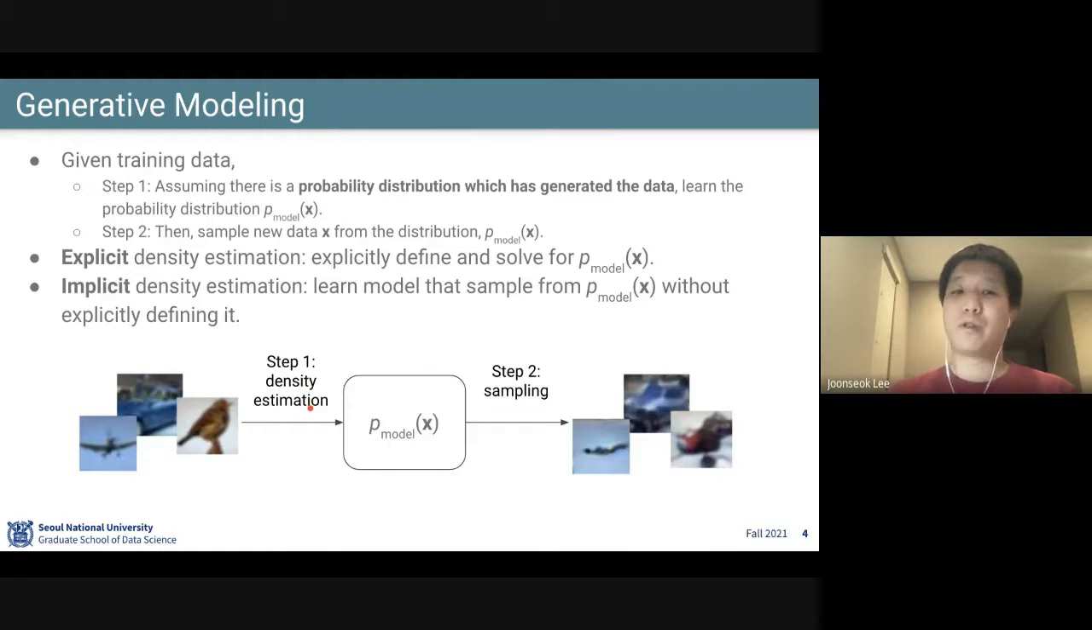So why do we want to do this? We have some examples like this, and then we learn some density which governs the production of these images by nature. And we would like to sample some other plausible images out of that. That is the goal of generative modeling.